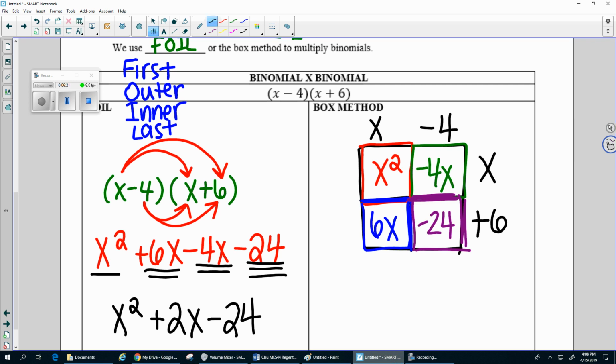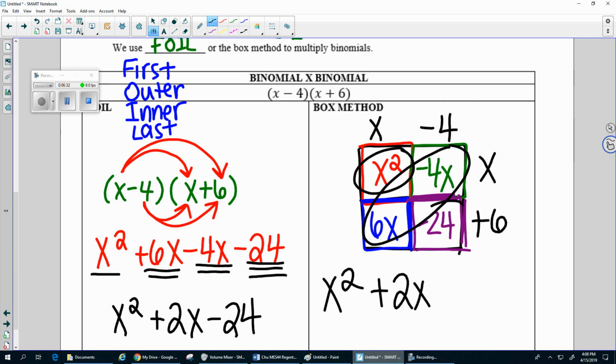Now what we want to do is combine all our like terms. I have x squared, and I have 6x and negative 4x. That gives you positive 2x. And then we have a negative 24. So you notice that both foiling and using the box method, we get the same answer. It's whichever method you prefer.